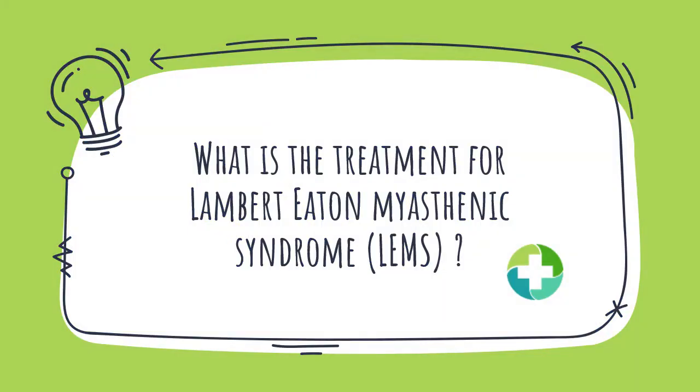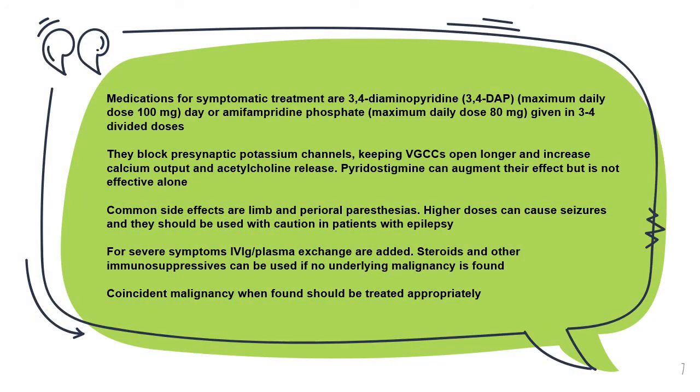What is the treatment for Lambert-Eaton myasthenic syndrome? Medications for symptomatic treatment are 3,4-DAP or amifampridine phosphate given in 3 to 4 divided doses. These drugs block presynaptic potassium channels, keeping voltage-gated calcium channels open longer and increasing calcium influx and acetylcholine release.